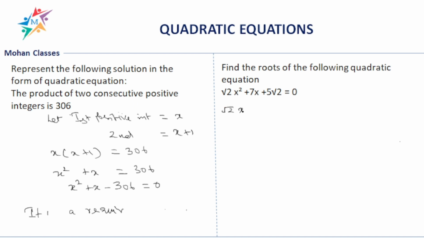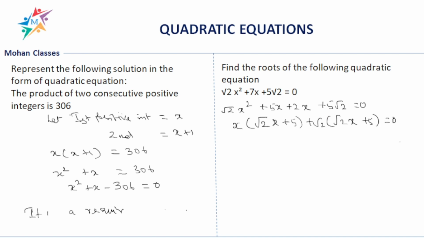√2x² + 5x + 2x + 5√2 = 0. Now we can take x outside: x(√2x + 5). Here we can take √2 outside, so that means √2(x + 5/√2)... that is, (√2x + 5) multiplied with (x + √2) is equal to 0.